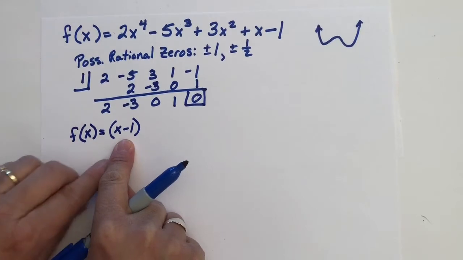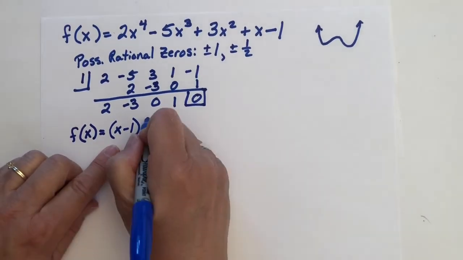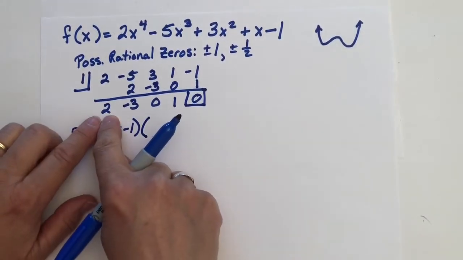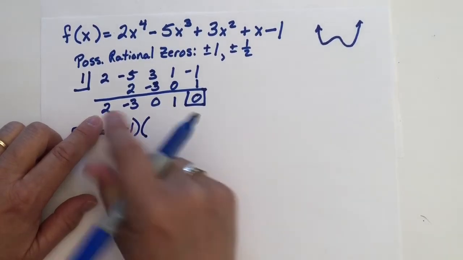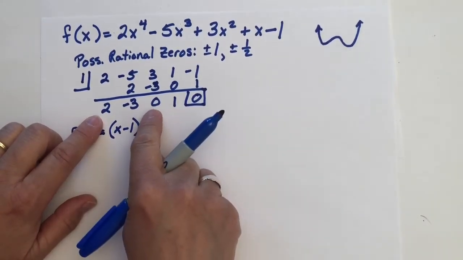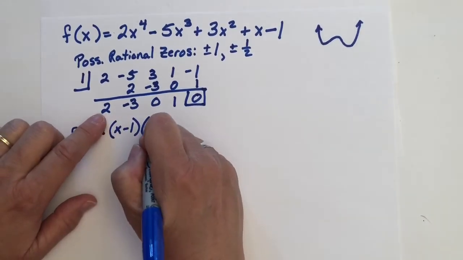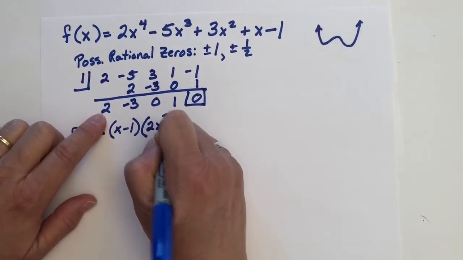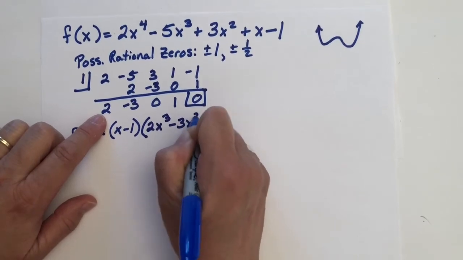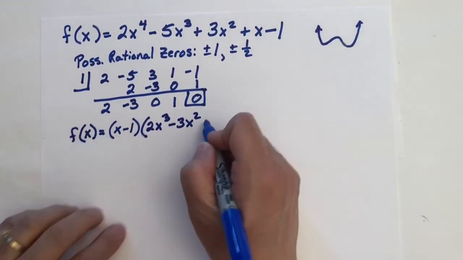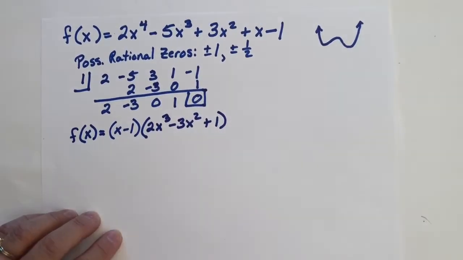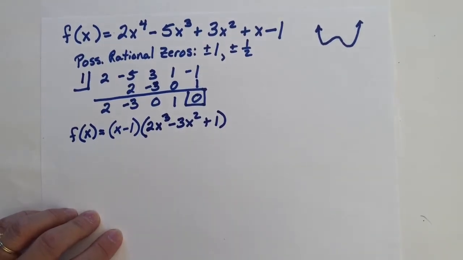We know x minus 1 is a factor. And our other factor will have coefficients that are these numbers. So this is our constant, there's our first degree term, second degree term, third degree term. So 2x cubed minus 3x squared plus 0x plus 1. And we're partway there. Let's keep going.